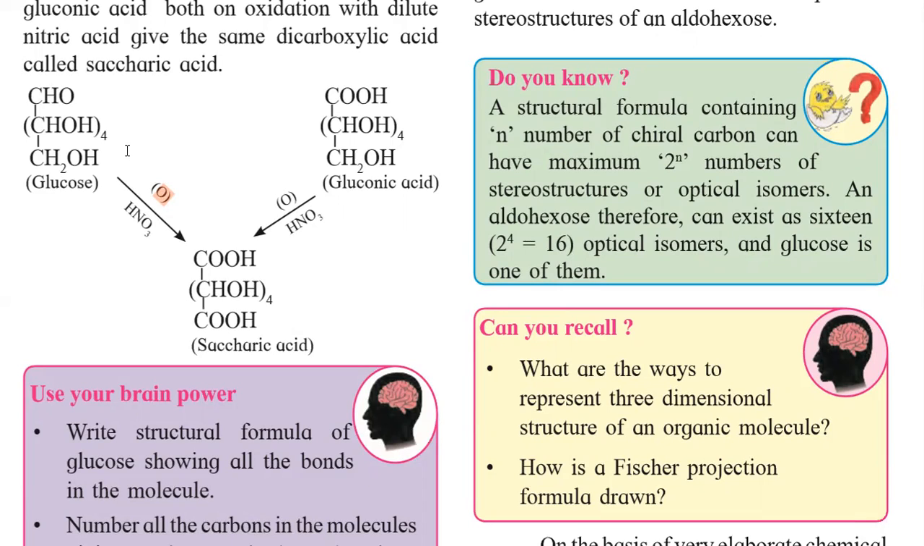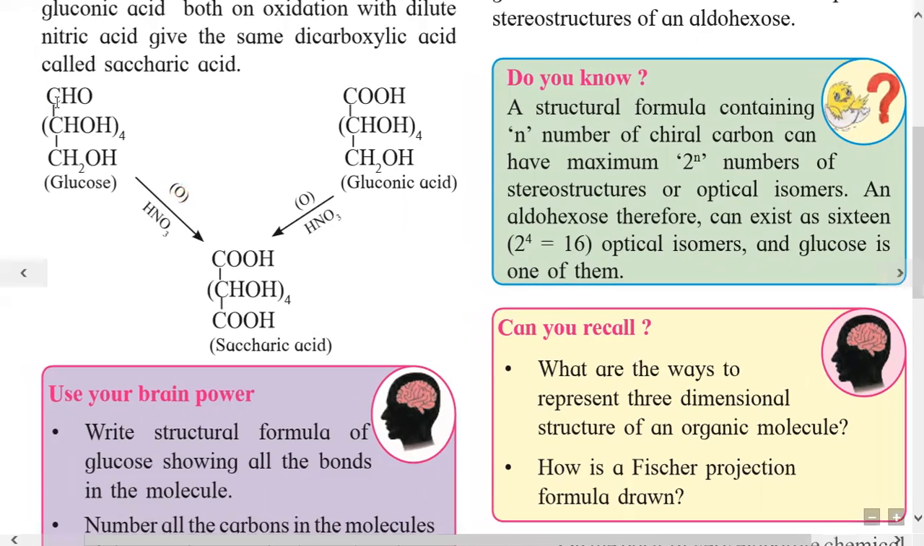it oxidizes both the aldehyde group and the primary alcoholic group into carboxylic groups. So we get a dicarboxylic acid compound, and the secondary alcoholic groups remain the same. This is called saccharic acid. So saccharic acid has the formula COOH, CHOH 4 times, COOH.